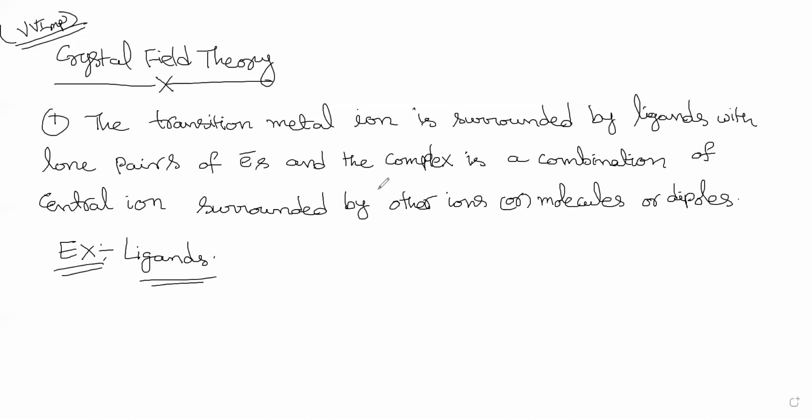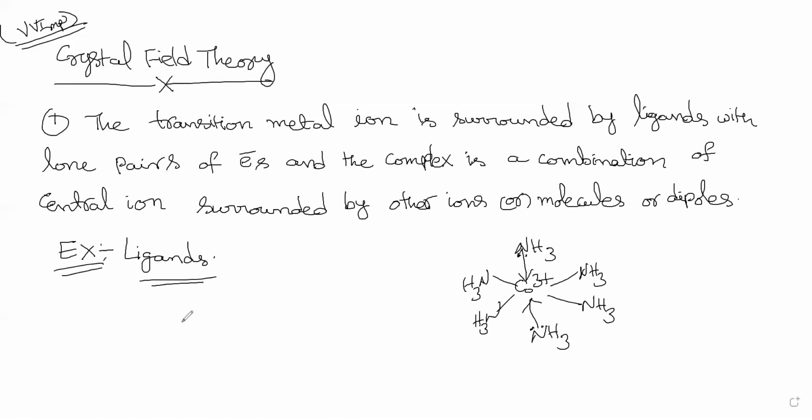So what they are telling is, there is a transition metal ion. Suppose you have cobalt 3 plus, that is a transition metal ion surrounded by ligands. Ligands means NH3 kind of things. We have read about this octahedral complex, right? You have the NH3 groups surrounded by cobalt 3 plus. Surrounded by ligands with lone pairs of electrons. The lone pairs are coming from nitrogen, donated to the central metal ion. So that is the idea.